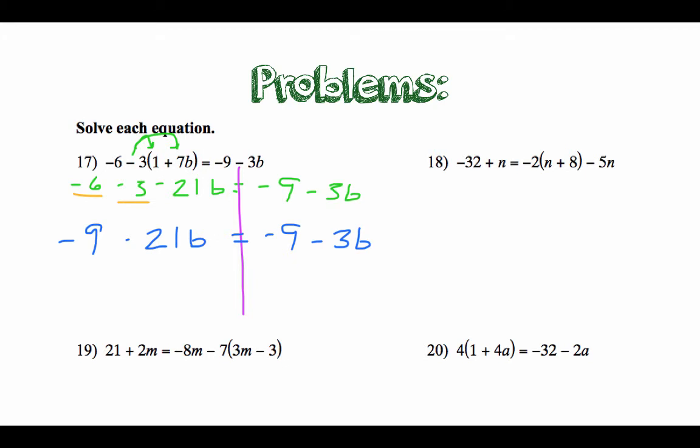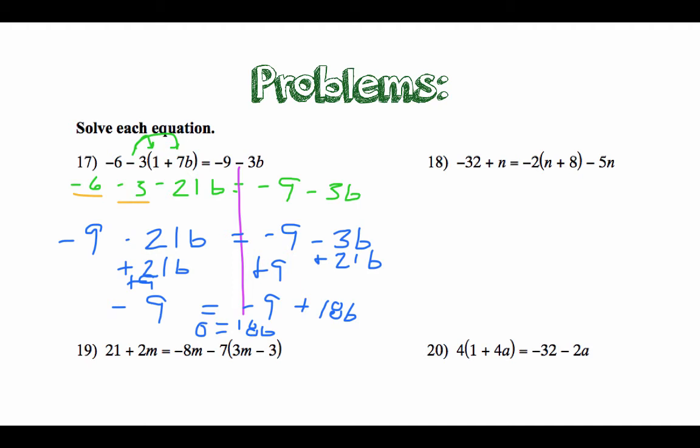So what I have to do next is get all of my b on one side. I'm going to add 21b to both sides so that I stay positive. So I have minus 9 plus 18b. I add 9 to both sides, and get 0 equals 18b. As I get rid of that 18, 0 divided by 18 is 0, so it's safe for us to say b equals 0.